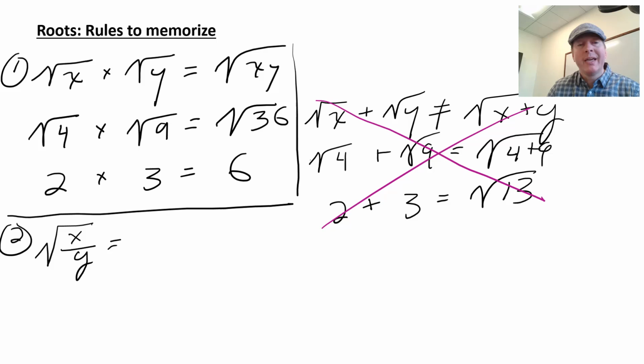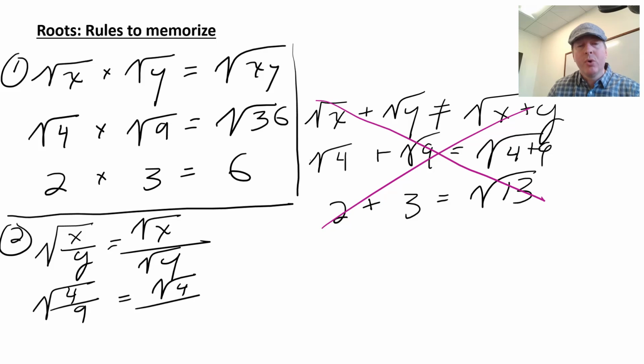The square root of x over y is the same thing as the square root of x divided by the square root of y. So if you saw the square root of 4 over 9, that is the same thing as the square root of 4 divided by the square root of 9. That is 2 over 3.